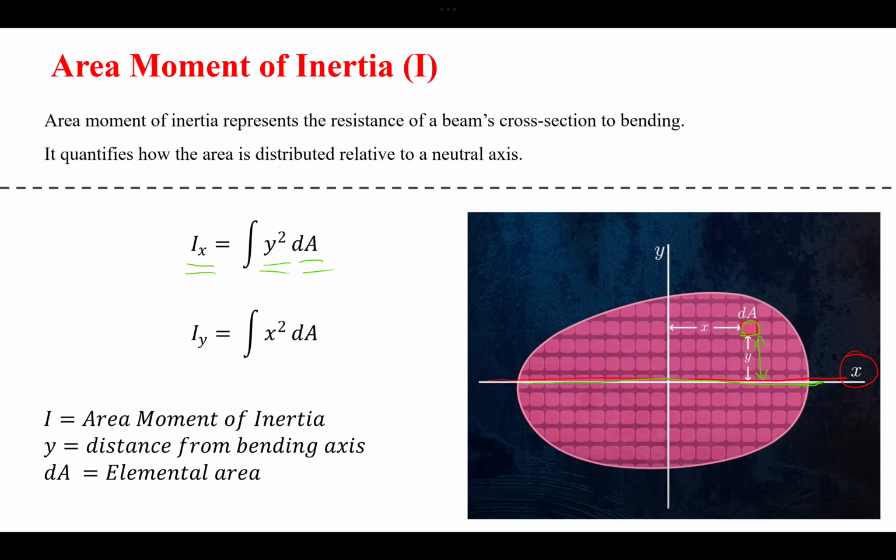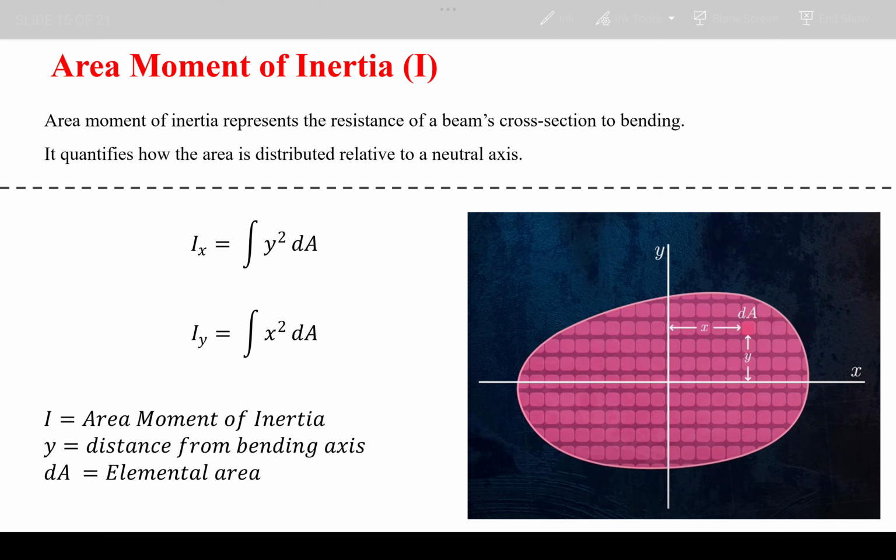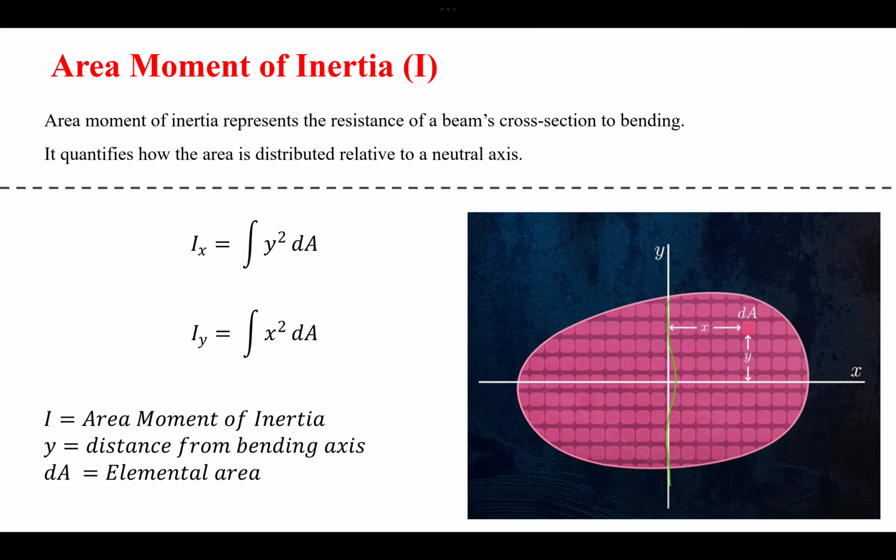Okay, so you have to integrate this according to the distance from the bending axis. So the more the distance, the more will be your area moment of inertia. Similarly, if you are taking the y-axis as your bending axis, that means you will be applying force in this direction or in this direction, so that will be bending about the y-axis.